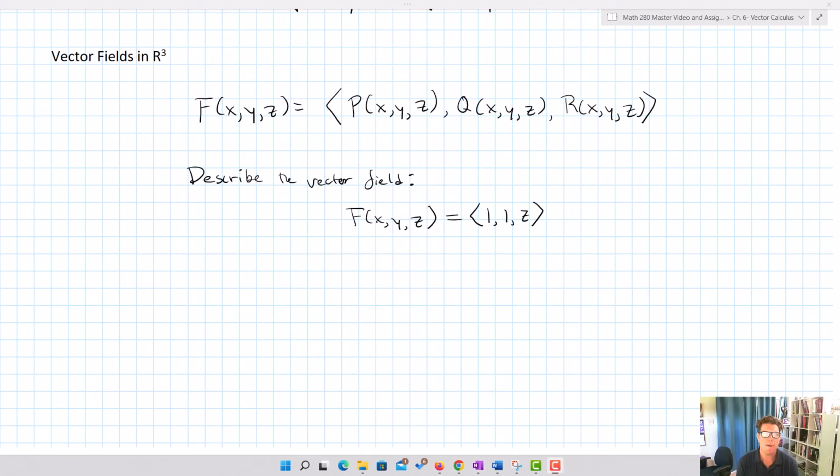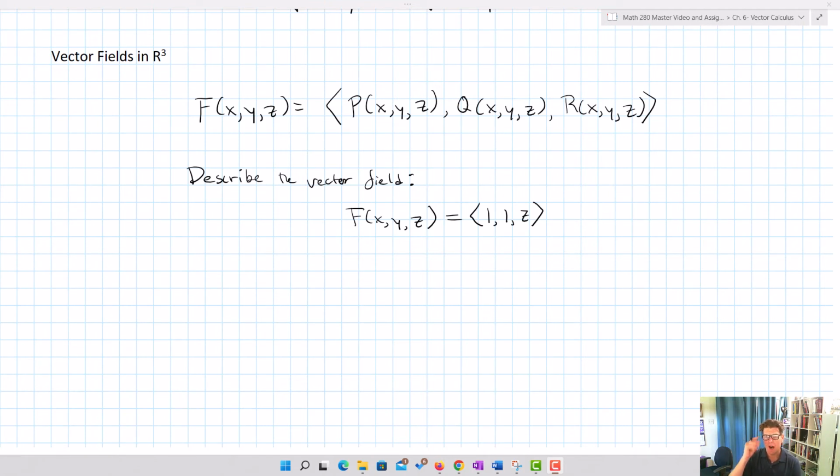So let's now talk about vector fields in R3. We're going to consider F of x, y, z, and that'll be P of x, y, z, Q of x, y, z, and now our z component is going to be R of x, y, z. So again, each value inside of the vector field is a function of x and y and z. Let's imagine that we have this vector field, F of x, y, z equals 1, 1, z. Okay, so 1, 1, z.